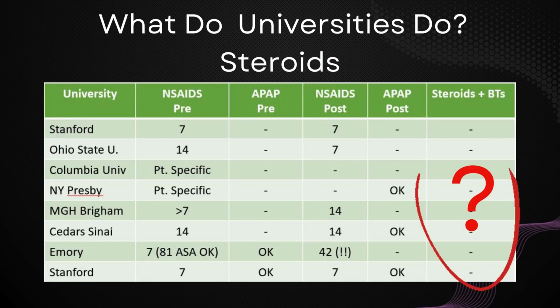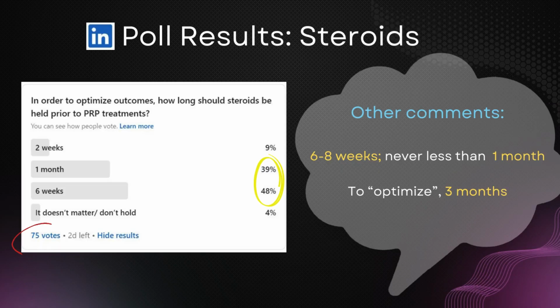So coming back to this chart, what do they do at PRPU? None of them comment on steroids before or after PRP. What do you folks do? 87% of responders ask their patients to stop steroids 4 to 6 weeks prior to a PRP procedure, and someone out there is even stricter, 3 months before and after a PRP procedure.